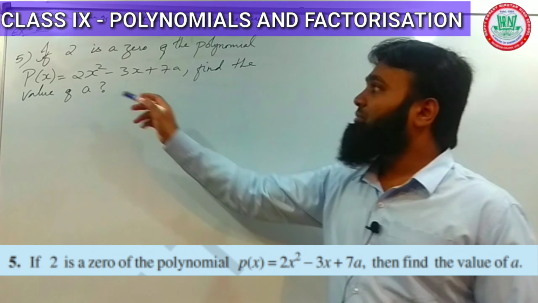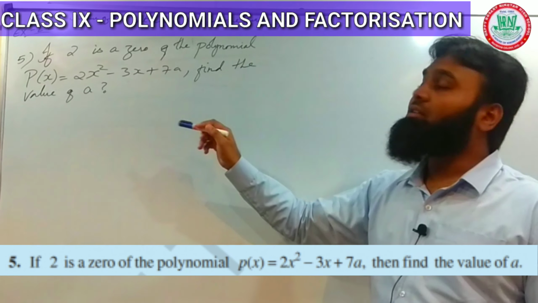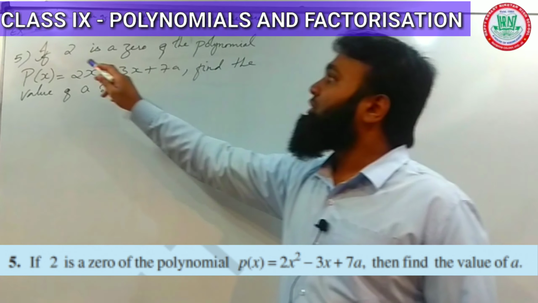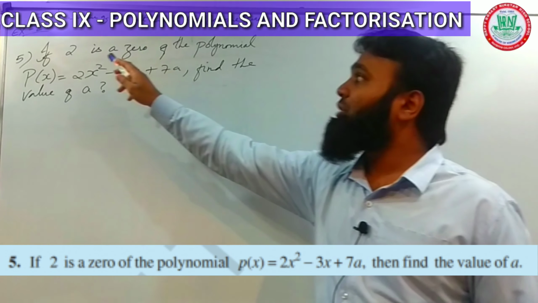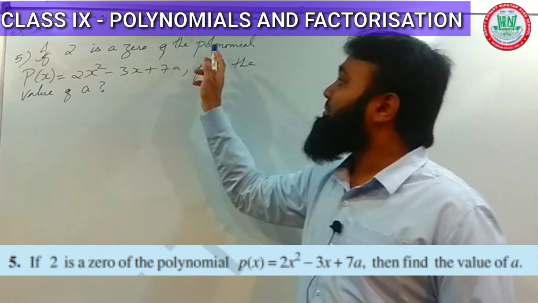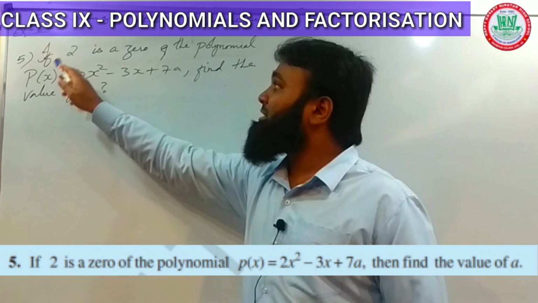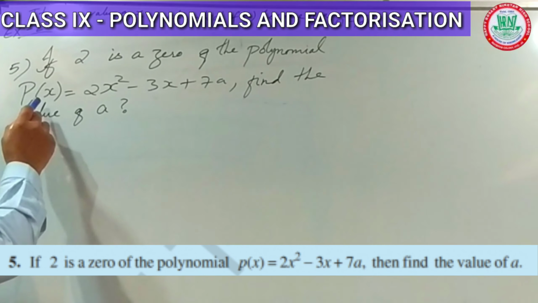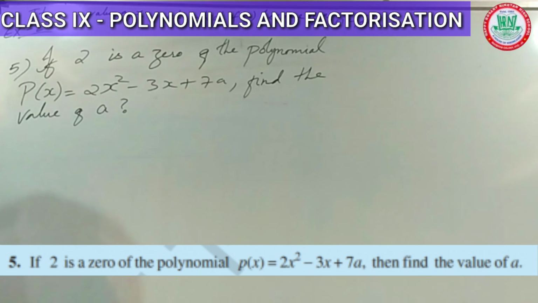So here, first of all, we have to understand the question, what we need to find, what we have to do. If 2 is a zero of the polynomial, it means the value of the zero of the polynomial is given. The polynomial is p of x equals 2x squared minus 3x plus 7a. So this 2 is the value of x. What is the definition? A zero of the polynomial is the value of x at which p of x becomes 0, that is, p of x equals 0.